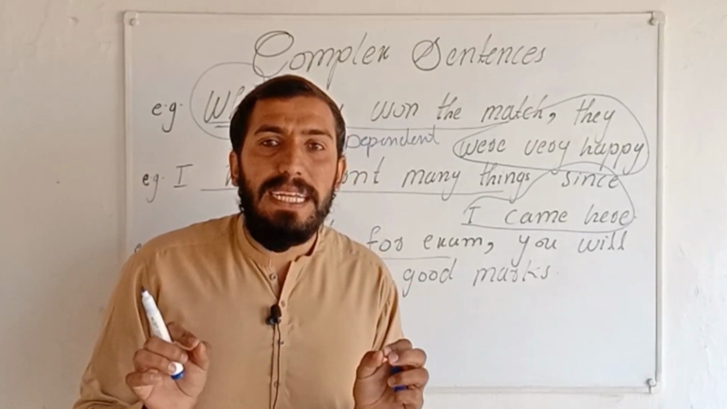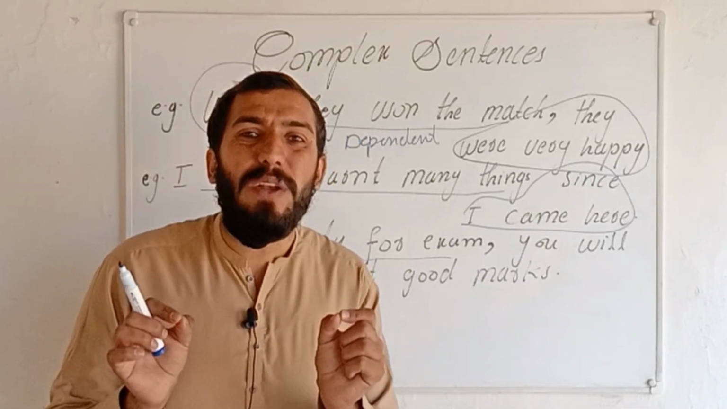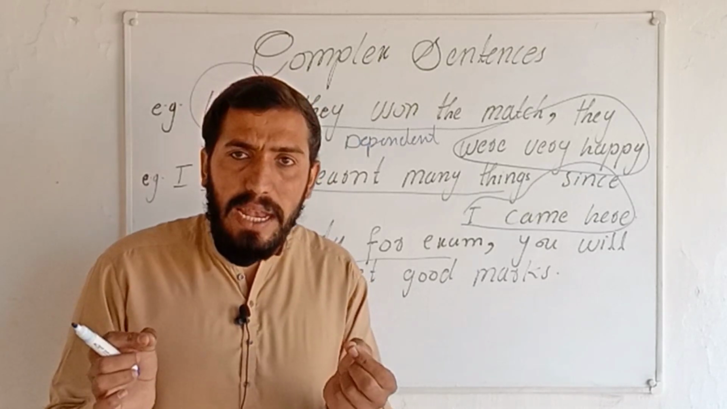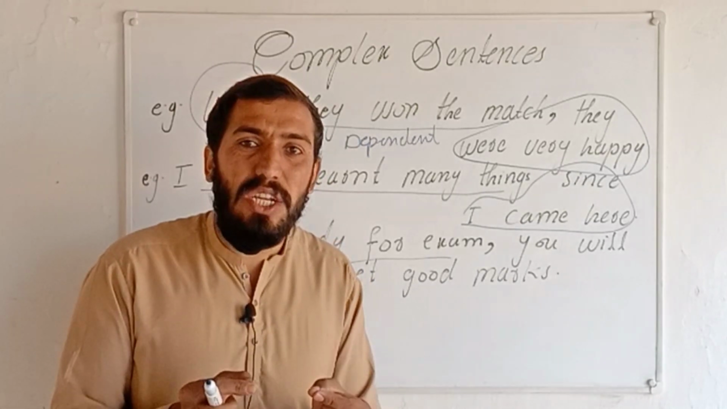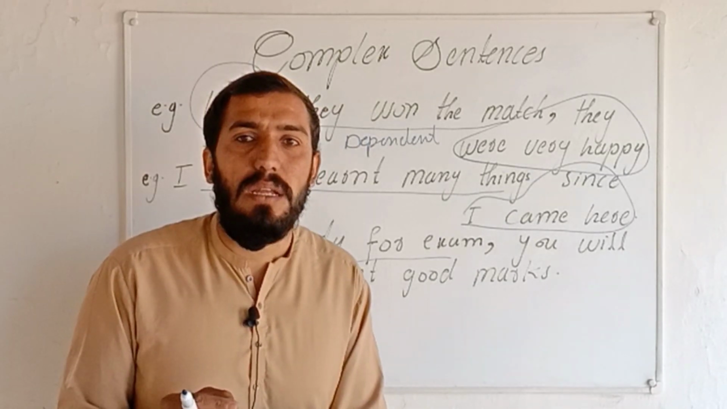Keep in mind that in complex sentences, we always use subordinators. You should always use subordinators and pay special attention to commas when you use complex sentences.